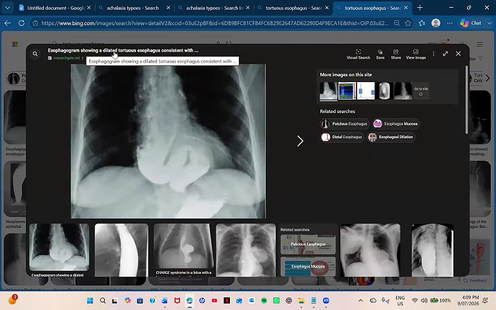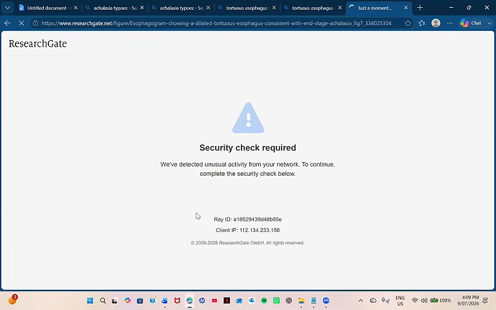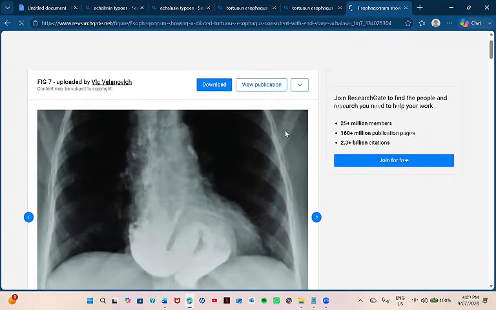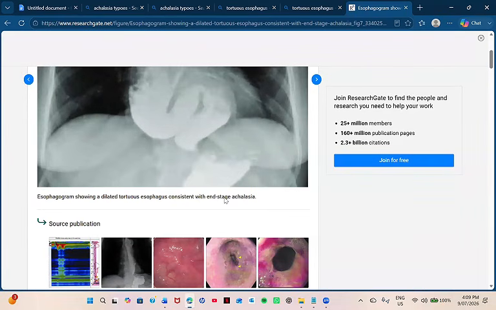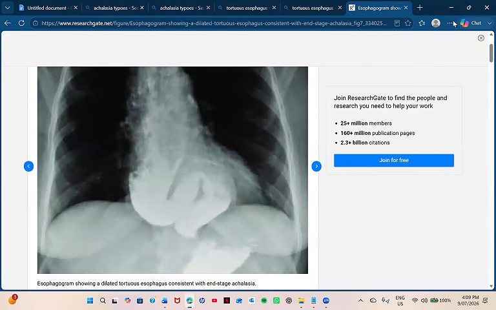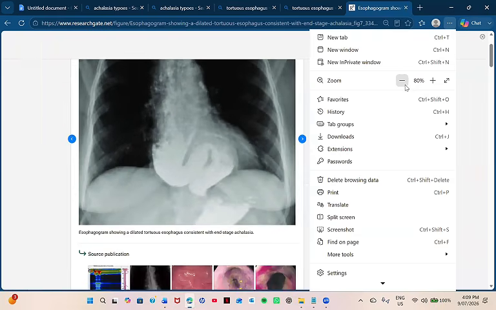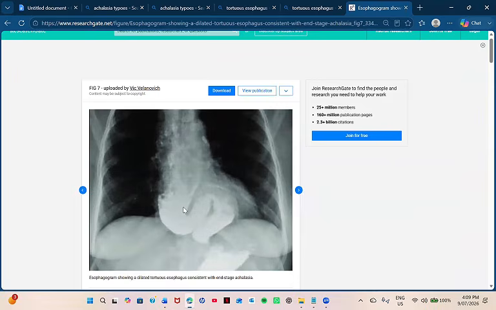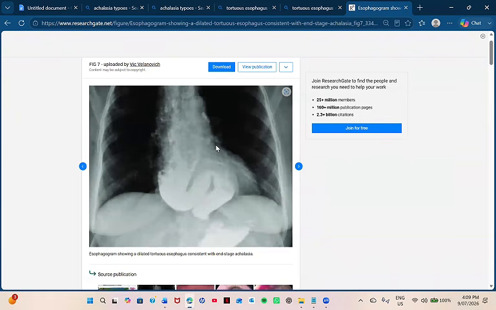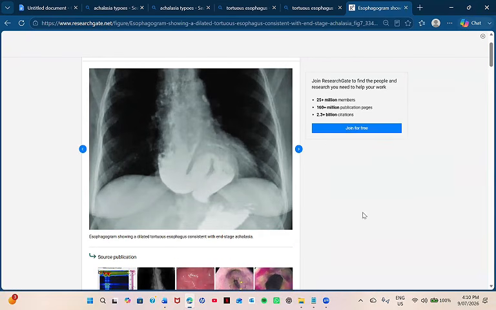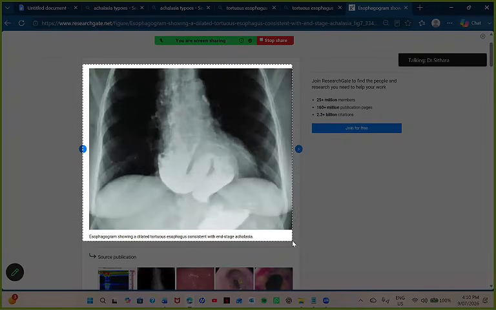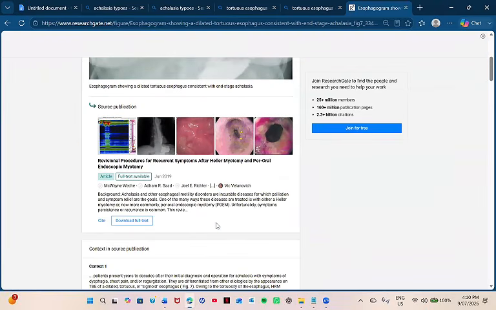Here the esophagus is showing a dilated tortuous esophagus consistent with, let's see what they have given, end stage achalasia. Here, can you see? I'll attach this picture as well, the dilated one. So what do you think the treatment should be if there is a dilated, twisted esophagus? What do you prefer? I think surgery would be the best, right? Surgery would be preferred, right, doctors? What do you think?